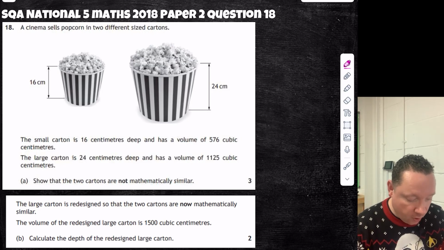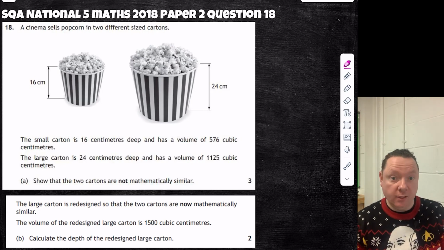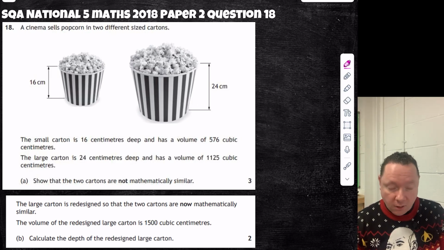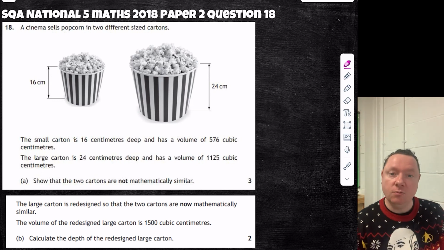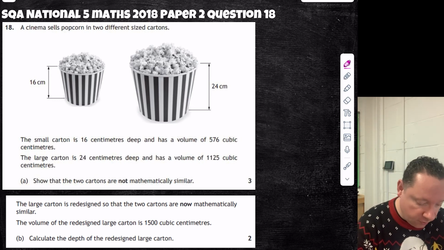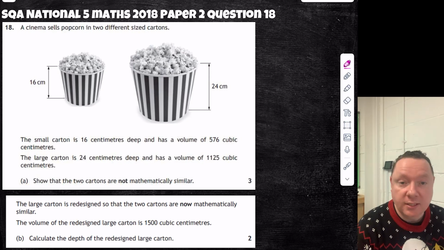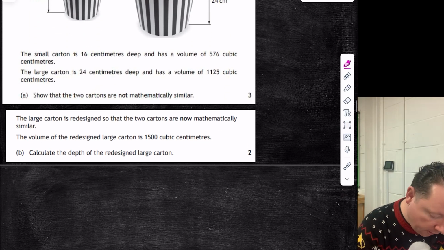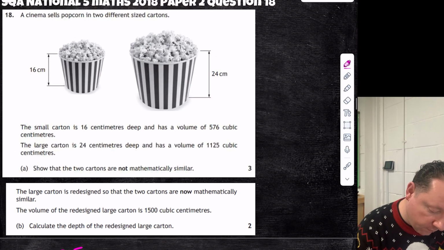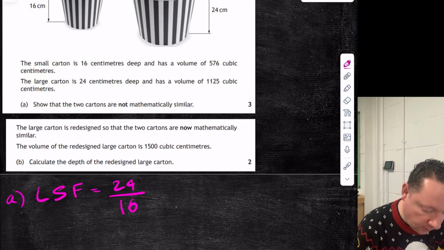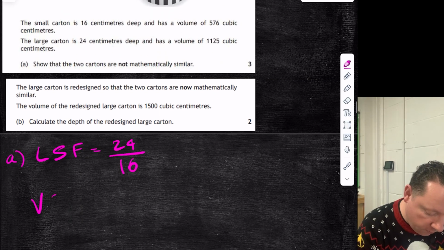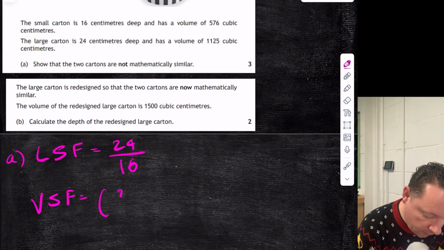So to show they're not similar, what we can do is find the scale factors if they were similar and work out what the volume of the large one should be, and you will get a different answer to what they've got as 1125 cubic centimetres. So let's start off. Part A, the linear scale factor, and I'm just going to go for the big one, is 24/16. Now we're using a calculator, so no need to simplify. Let's just go straight into the volume scale factor then. Remember, that's just 24/16 cubed.